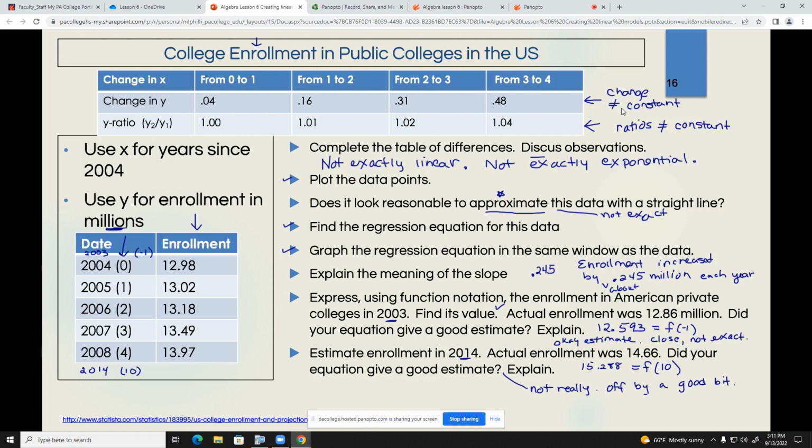And that is when we don't have constant change and we don't have constant ratios, it's not going to be exactly linear or exactly exponential. So in those scenarios, we can use our calculator to find this regression equation, which is an estimation line. And so sometimes those estimations are better, sometimes they're worse, but they are always just estimates. And we're using our calculator to get that best fit line, not doing that one by hand.